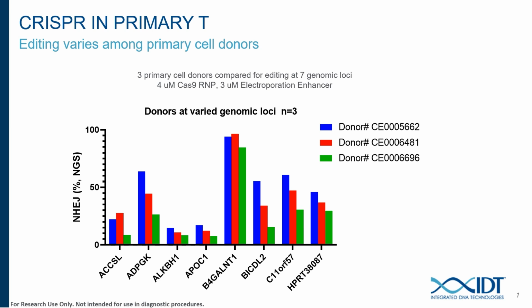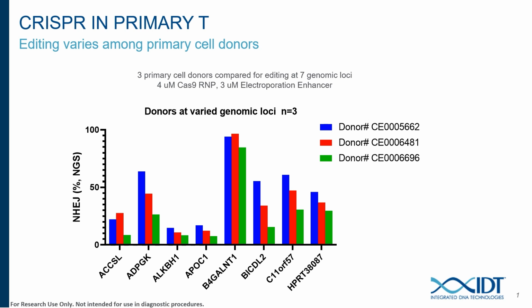And one significant factor of T cell editing is the donor of the cells themselves. So here in this graph, we've delivered RNP to 7 different genomic loci in T cells isolated from the blood of 3 unique human donors. And this was a direct comparison in the same experiment.